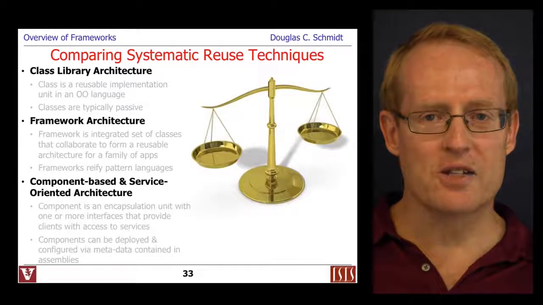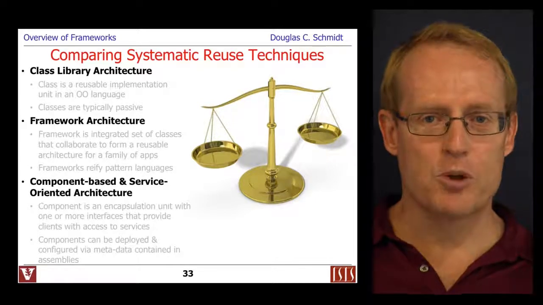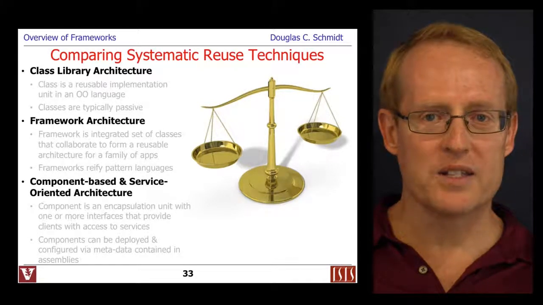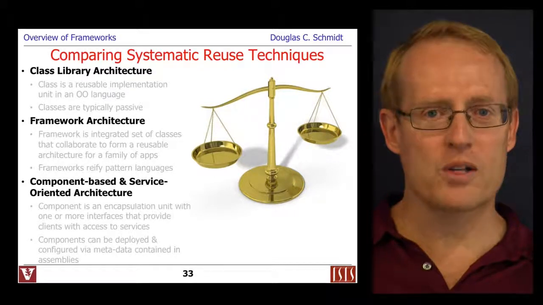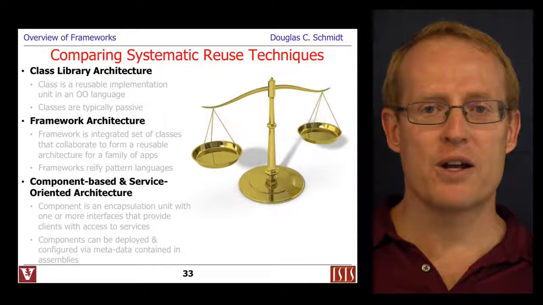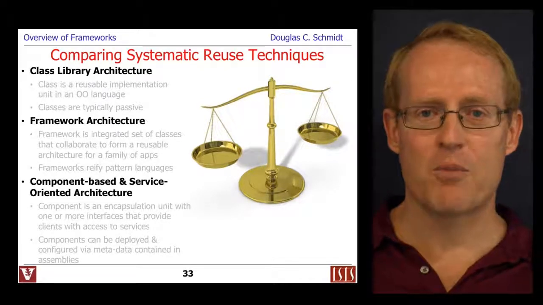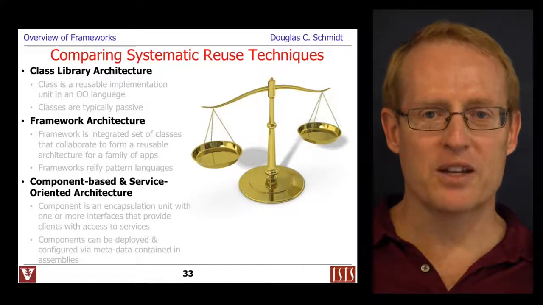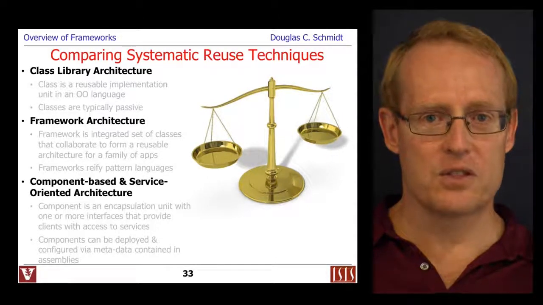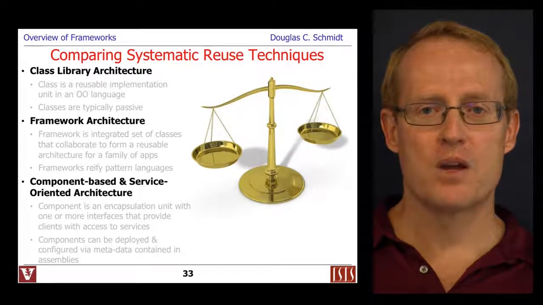The main point here is not that one approach is better than the others, it's that there are different approaches that can be applied at different points, and they often work together. So frameworks leverage the capabilities of class libraries, component-based and service-oriented architectures leverage capabilities of frameworks to implement them, and it's the job, as always, of the application developer and the software architects to know which approaches to apply when.